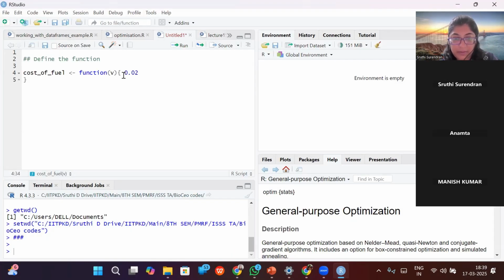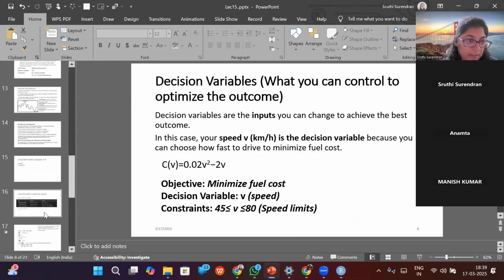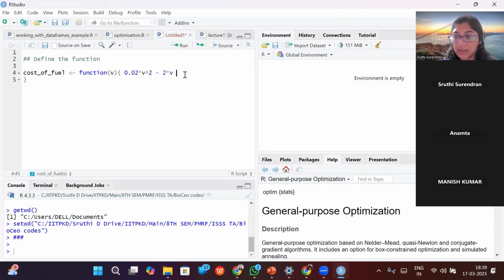0.02 into V to the power 2, minus 2 into V. This is the equation that has been provided. Let's put plus 100 also over here, since the equation seems incomplete. So this is the equation defining the cost of the fuel in terms of the speed variable. Since we have opened this bracket, we also have to close it, so we'll close it over here.